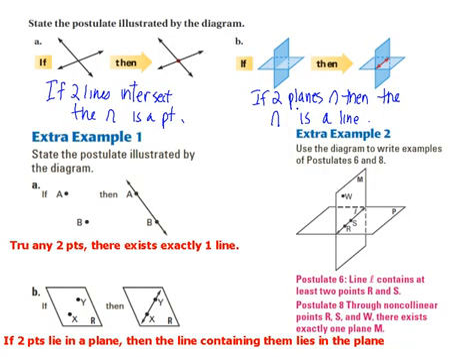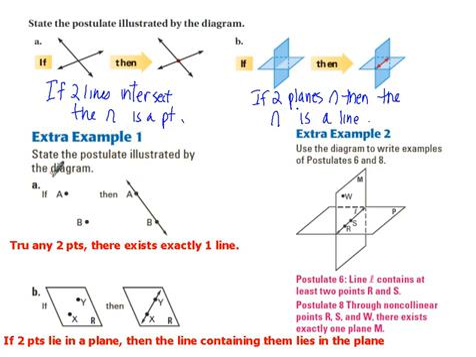The first thing that you're going to be asked to do is to state the postulate illustrated by the diagram. The picture is 2 cross lines. Here is a picture of 2 cross lines with an intersection point. And the postulate it represents: if 2 lines intersect, then the intersection point is a point.